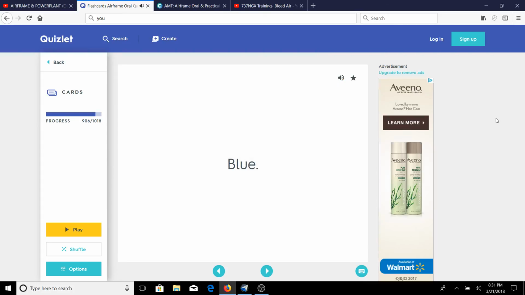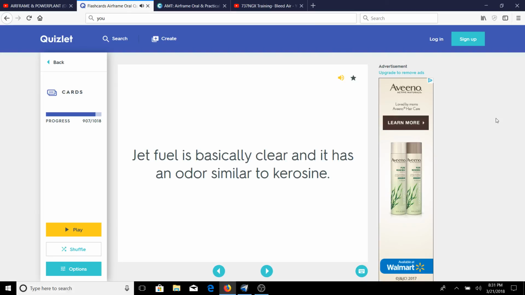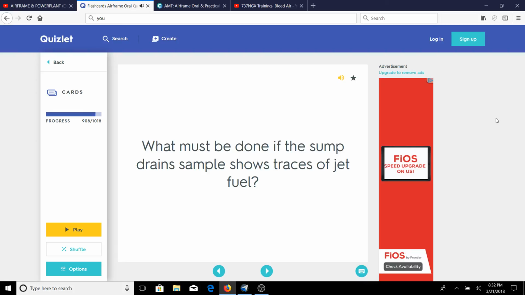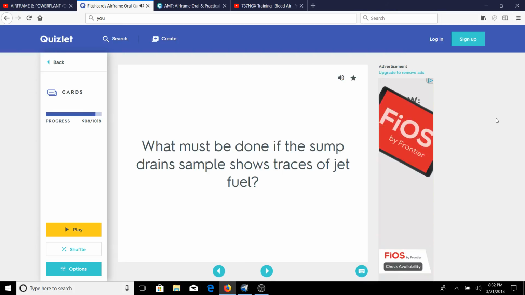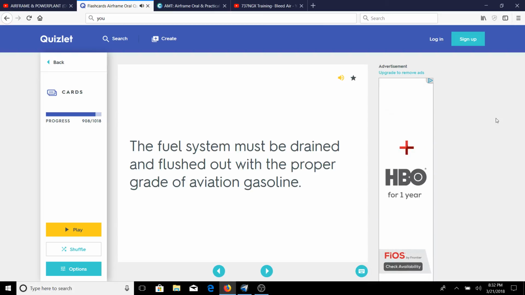How can you detect jet fuel in the sample taken from the tank sump drains? Jet fuel is basically clear and it has an odor similar to kerosene. What must be done if the sump drain sample shows traces of jet fuel? The fuel system must be drained and flushed out with the proper grade of aviation gasoline.